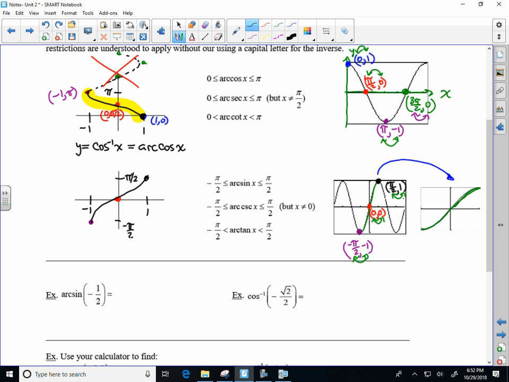We have arc sine of negative 1/2, arc cosine or inverse cosine of negative root 2 over 2. That could be thought of as unit circle problems, saying, for example, what is the angle with a ratio of negative 1/2, specifically for the sine function. But we're restricting our unit circle to only focus on the relevant range, right? This range goes from negative pi over 2 to pi over 2.